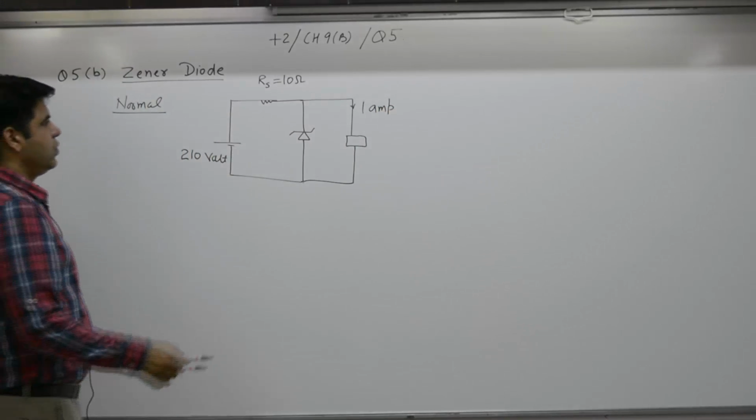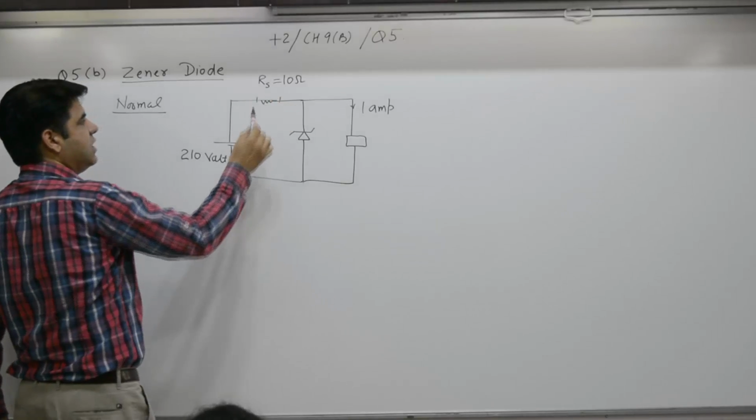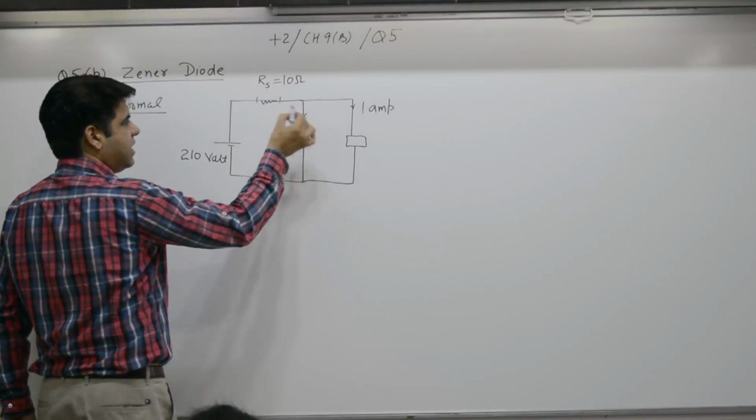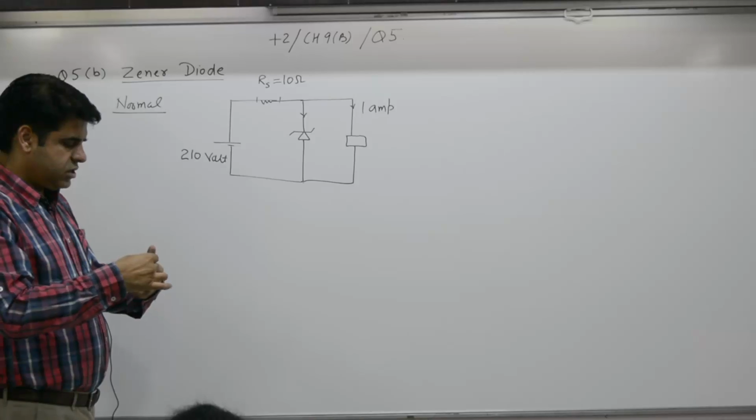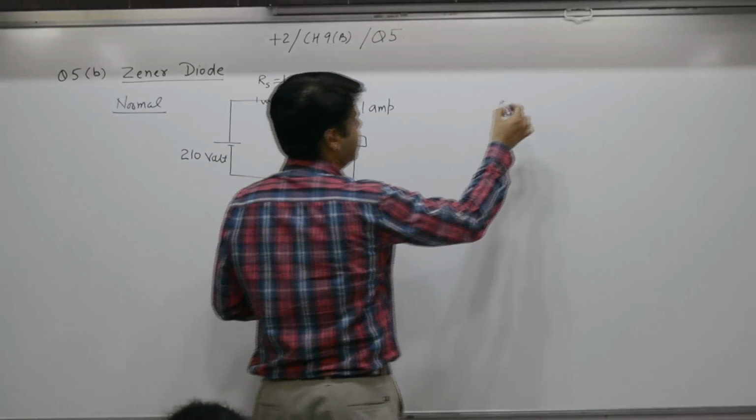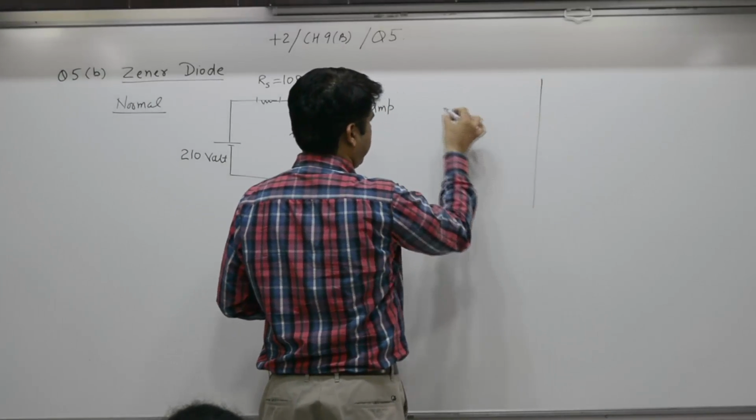If it is so, what is the voltage across this? In case of Zener, how much current will the Zener draw? We need to see the characteristics.